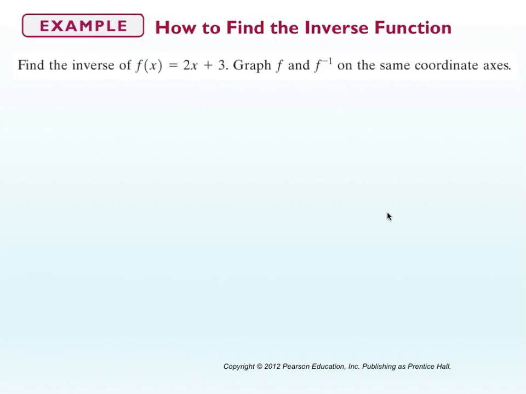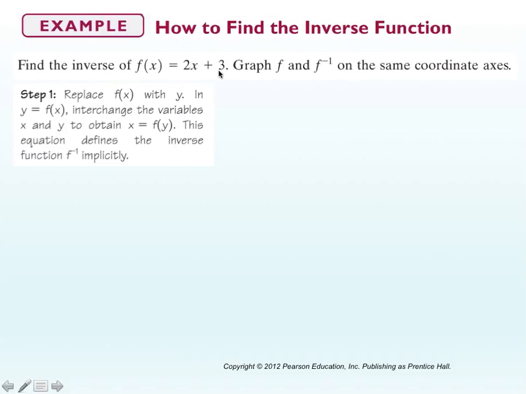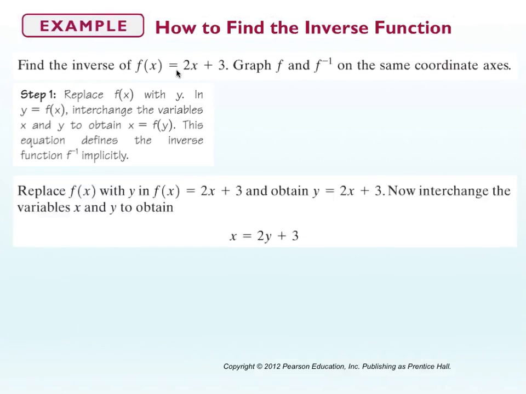Okay. Now let's say we want to find the inverse of this function here, f of x equals 2x plus 3, and then we want to graph them on the same coordinate axis. So there are several steps involved with finding the inverse, so we're going to go through a couple of examples like this. So the first thing you always want to do is, instead of writing it as f of x, you want to write it with y. And then what you're going to do is interchange the values.